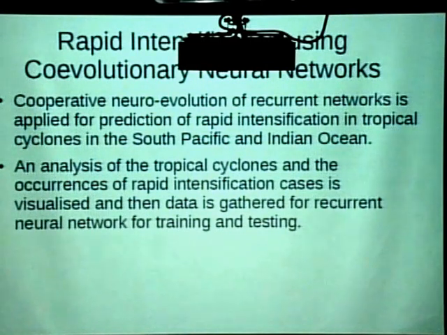The first, actually this was the second part that we did, but I'm showing it first. It is rapid intensification using co-evolutionary neural networks, and this area was part of Miss Kavina Dayal's master's thesis when she was a research assistant in PACE. Then she told me about this rapid intensification. Then I asked her, did you build a software that automatically detects rapid intensification cases? And what is the definition of rapid intensification?